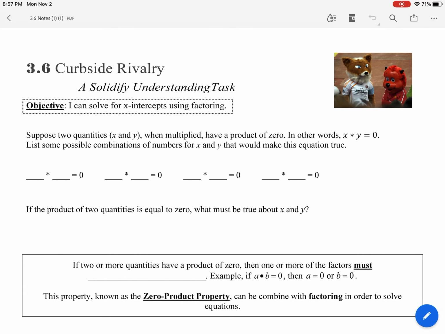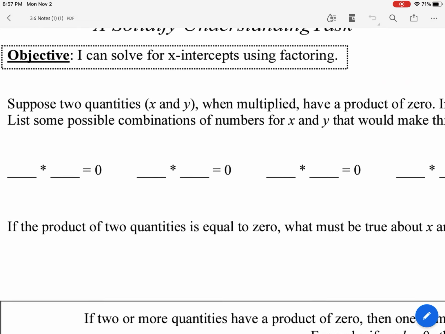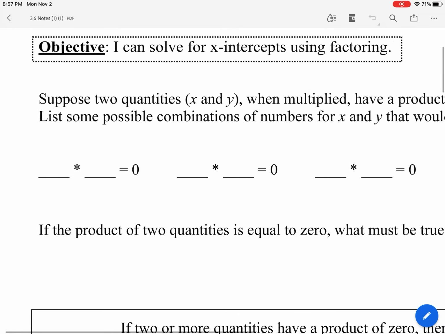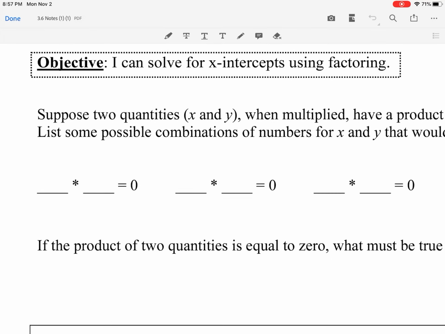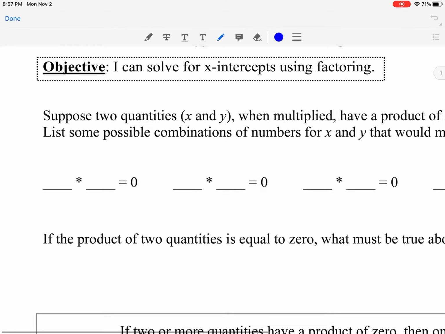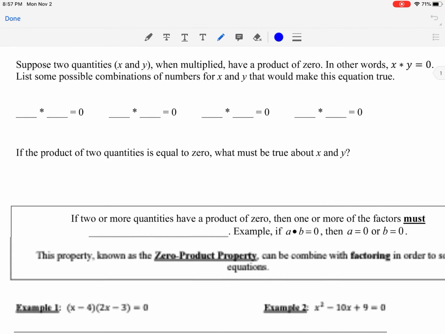On 3.6, we're continuing our goal in finding x-intercepts, but this time we're going to be using factoring. And we have done quite a bit of factoring, so hopefully this will come back pretty easily. But first I want to ask this first question.